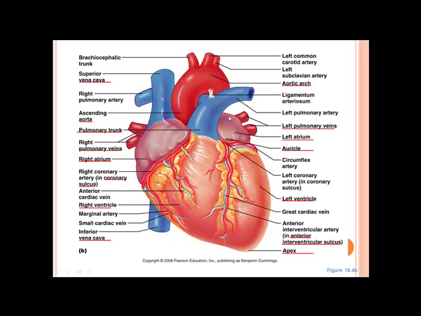Alright. That's about that for this slide. Here's the apex of the heart. This is called the ligamentum arteriosum.